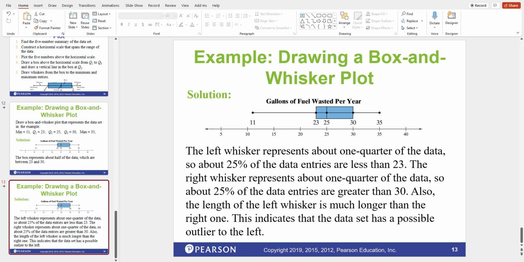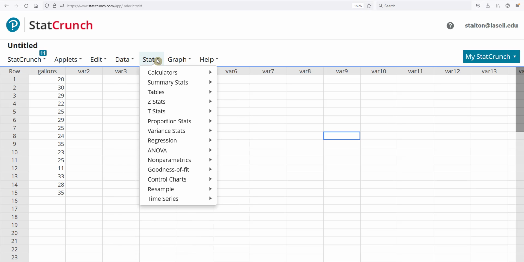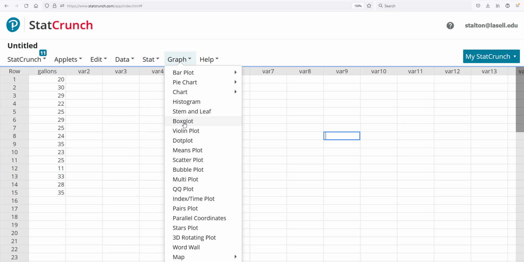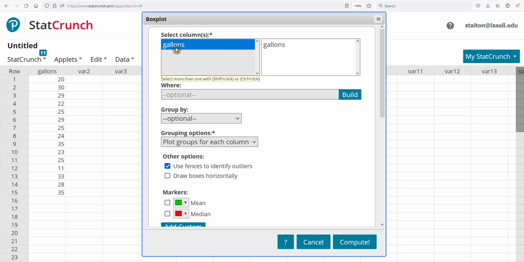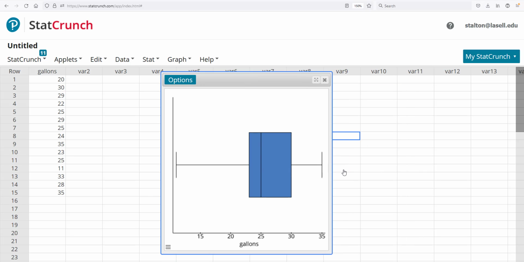So we can use StatCrunch to draw a box plot. If we go to Stat and we go to Graph, we go to Box Plot, and we want to graph the data that's in the column gallons. And you can draw it so it can show you the outliers, or you can draw it without the outliers. So I'm going to unclick this box where it says use fences to identify outliers. And I'm going to draw my box horizontally, so just like the one you saw on the slide. I hit compute, and this is the box plot of the data.